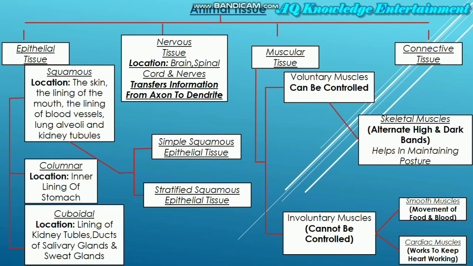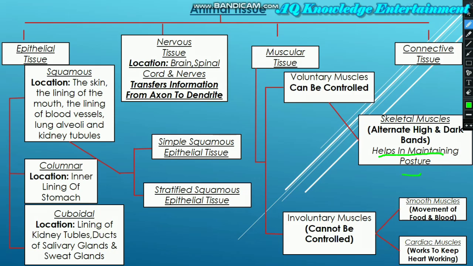Now these skeletal muscles have alternate light and dark bands on them. This helps the skeletal muscles in maintaining the posture. Here, as I wrote the note right here, it helps in maintaining the posture. So that was only about the voluntary muscles.